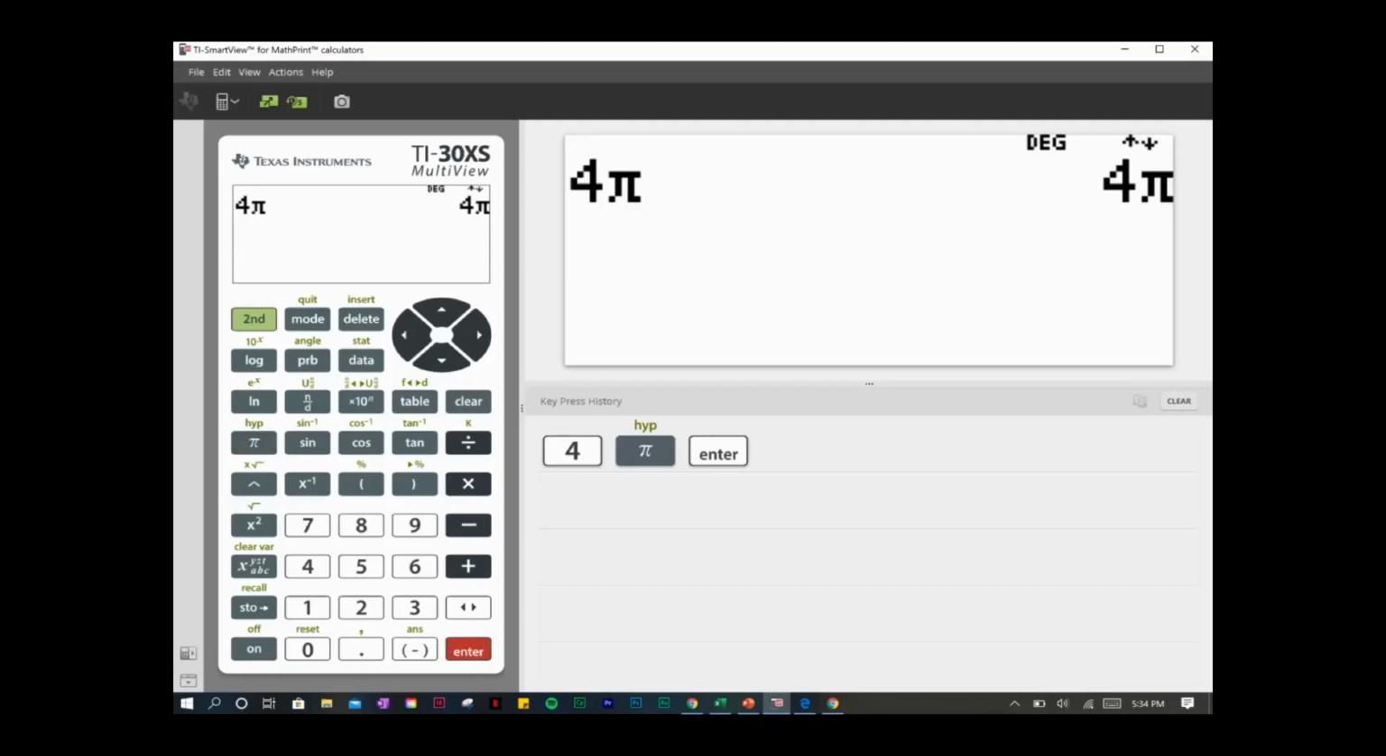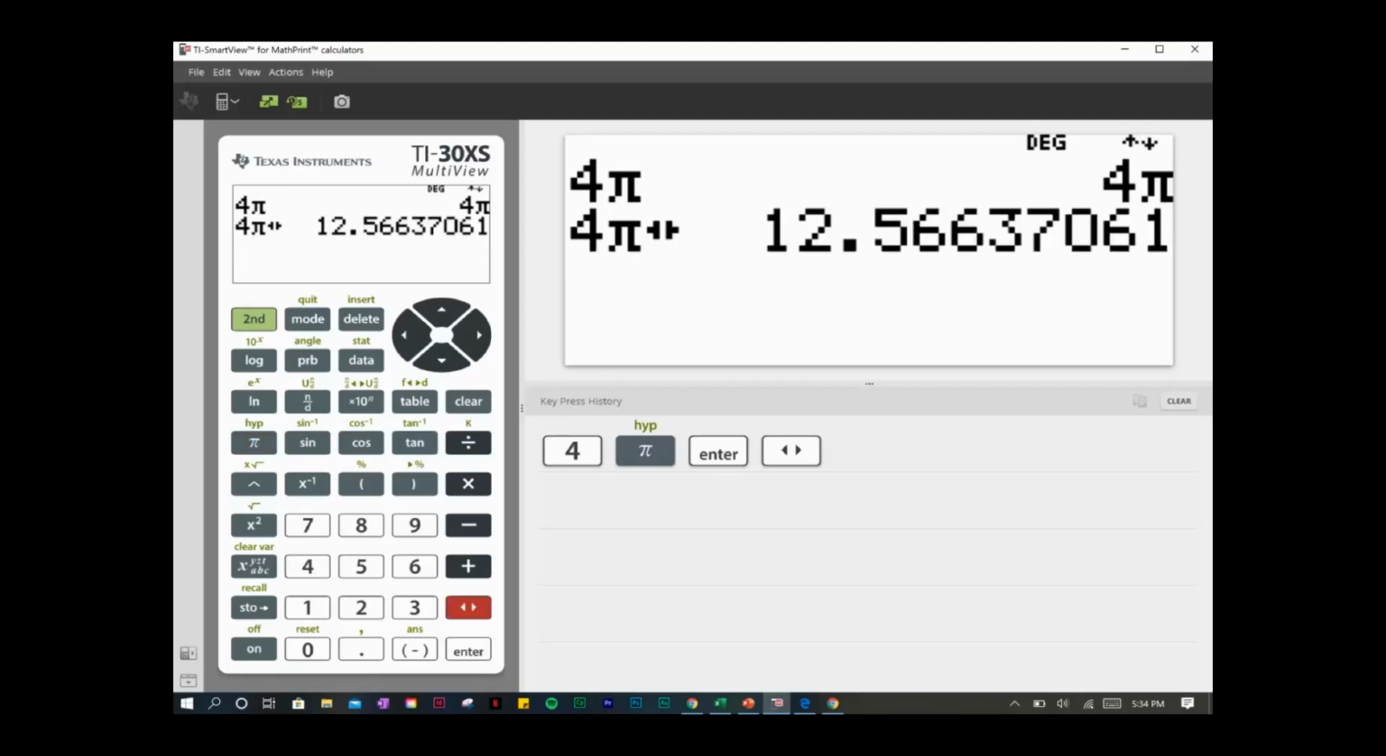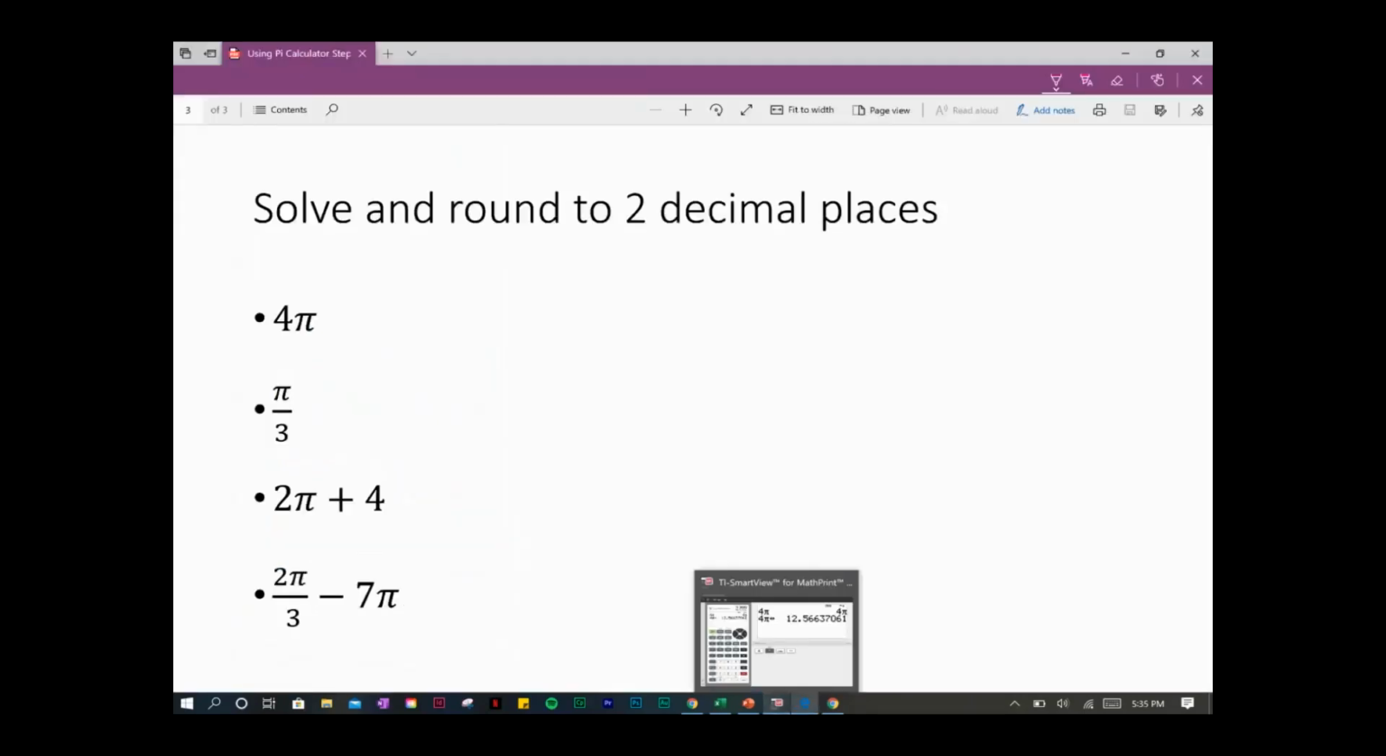And it tells me 4 pi. Remember that to get it to be in decimal form, we use the toggle button, which is the one above enter. And we're going to round it to 2 decimal places. So 12.56, it would be 2 decimal places. But remember, we need to look at that third decimal place, which is another 6. Since it's a 5 or greater, we're going to round that first 6 up. So we're going to get 12.57. Next one we're going to do is pi divided by 3.